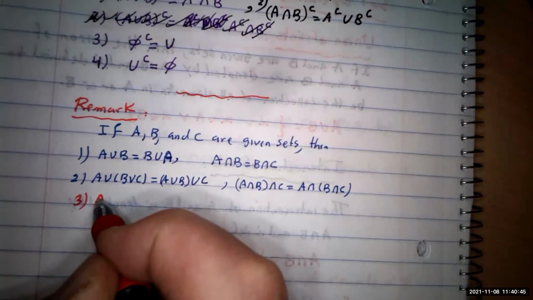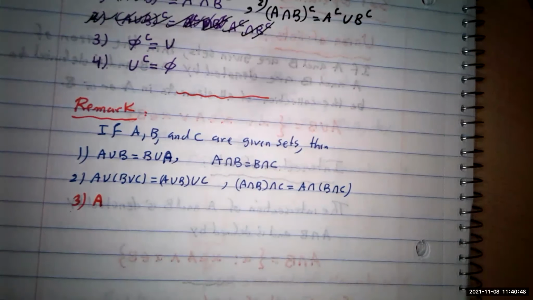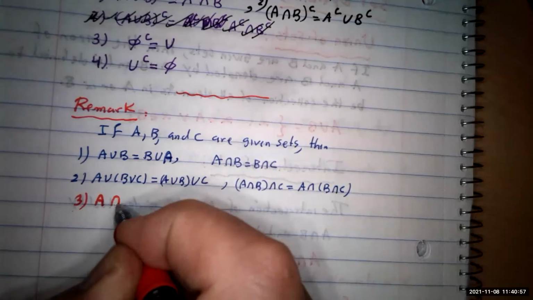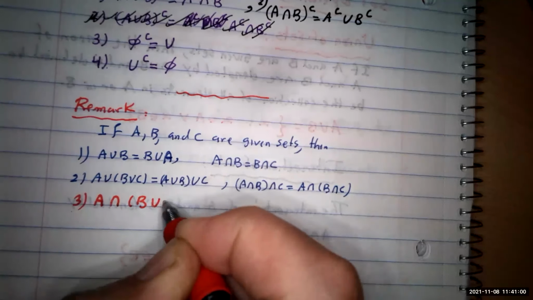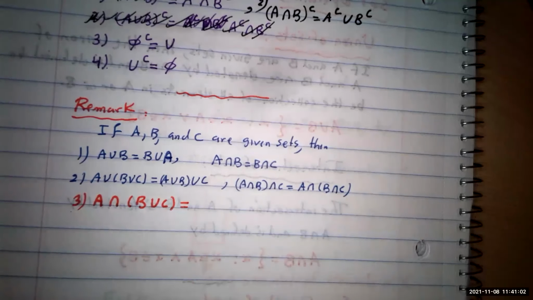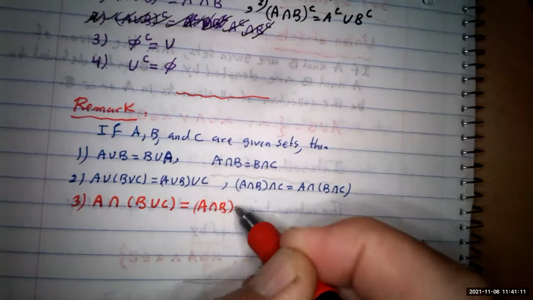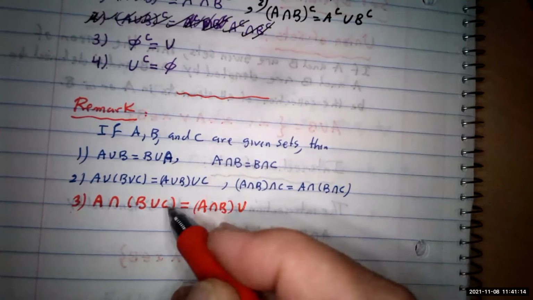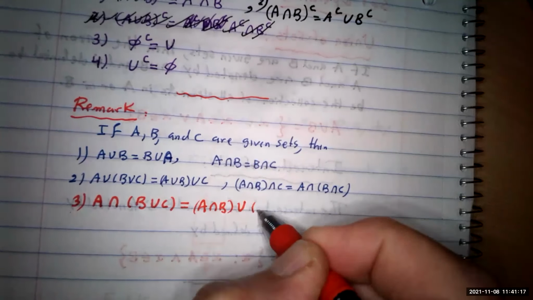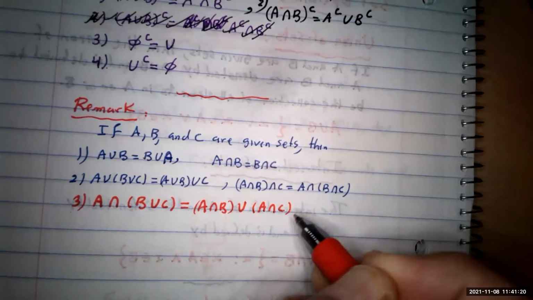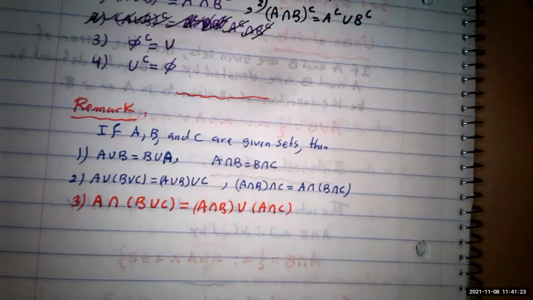And that's the distributive law. Distributive means like A times B plus C. In multiplication it would be AB plus AC, something similar. So if you have A intersect with B union C, you see this one? If you want to distribute it, it's going to be A intersect B, then union with what? Union with A intersect C. It's like multiplication, A times B plus C is AB plus AC.